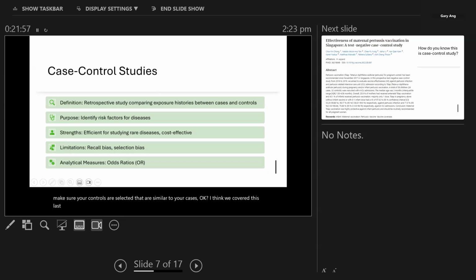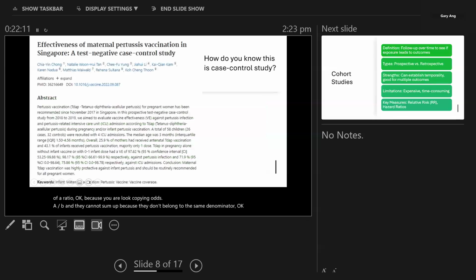We use odds ratio, because it's not directly a rate. It's more of a ratio. Because you're comparing odds, A over B, and you cannot sum them up because they don't belong to the same denominator. Okay, example. This is another study.